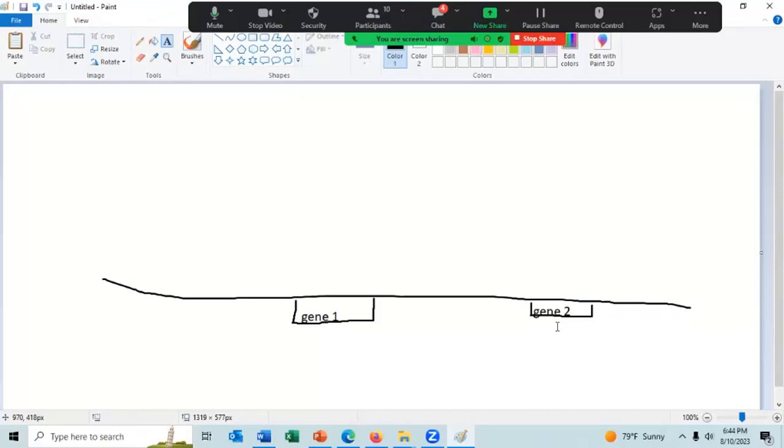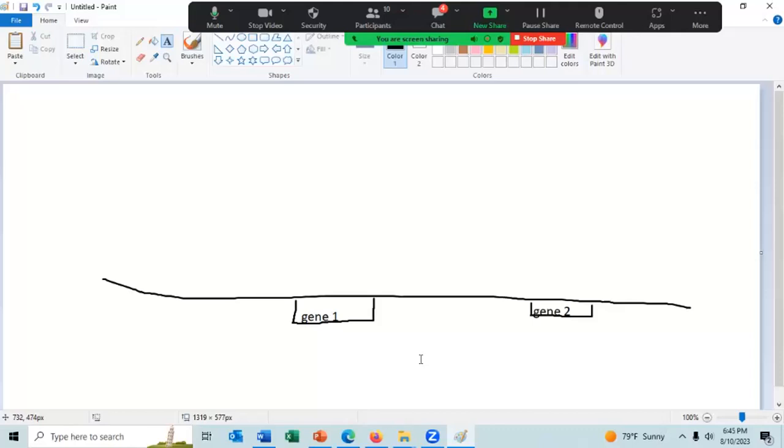So only the genes will be transcribed. None of this region in between the genes that doesn't code for information will be transcribed. And remember, in eukaryotes, most of the DNA is non-coding DNA. And in prokaryotes, most of the DNA is coding DNA. So most of the DNA does code for a gene in prokaryotes, but in eukaryotes, it's the opposite. Most of the DNA is non-coding DNA.